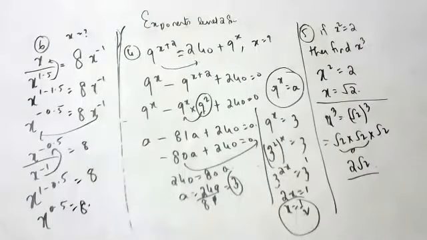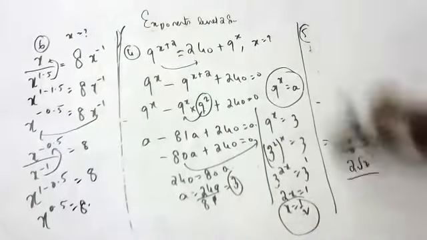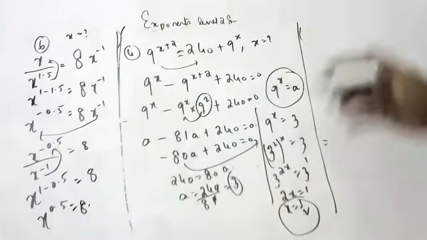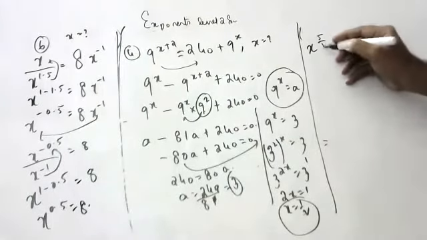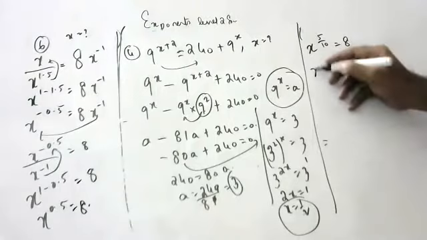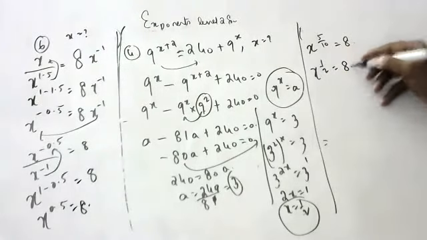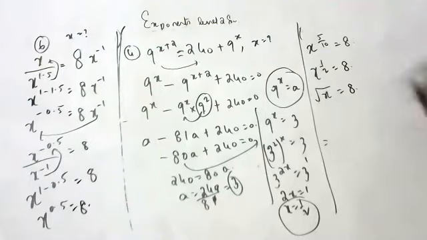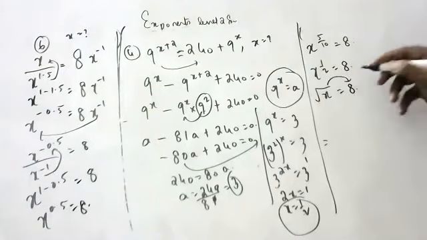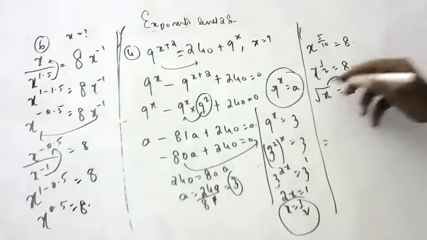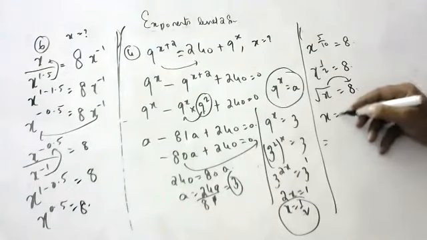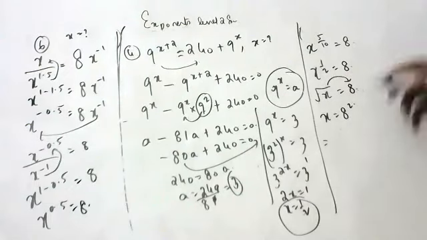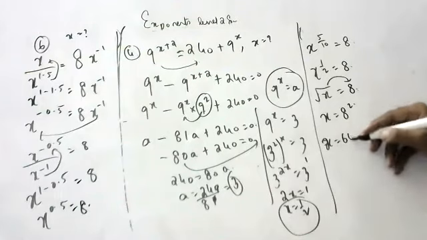Children, can anyone say what is meant by 0.5? 5 by 10, sir. 5 by 10, very good. x to the power of 5 by 10 is equal to 8. x to the power of 1 by 2 is equal to 8. 1 by 2 power is root x. Root x is equal to 8. If you bring this here, what happens, children? Root becomes square, sir. x is equal to 8 square. Root, if it comes here, it becomes square. So x is equal to 64.